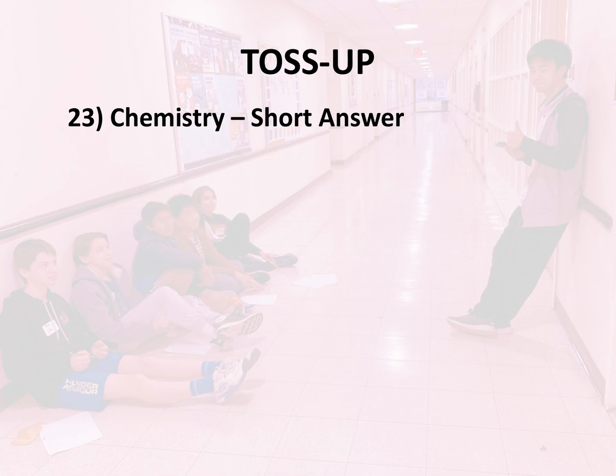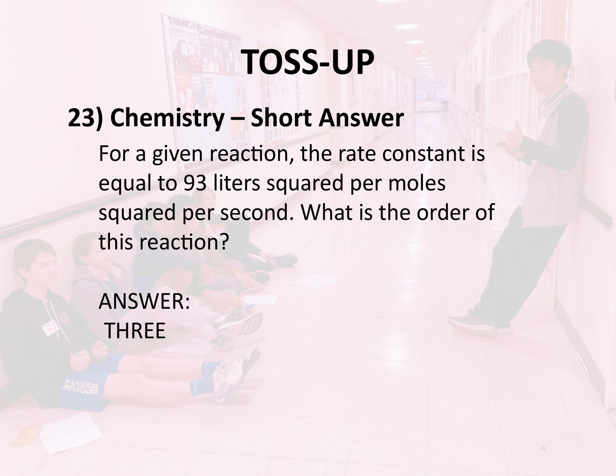Toss-up, 23. Chemistry, short answer. For a given reaction, the rate constant is equal to 93 liters squared per mole squared per second. What is the order of this reaction? Answer. 3.